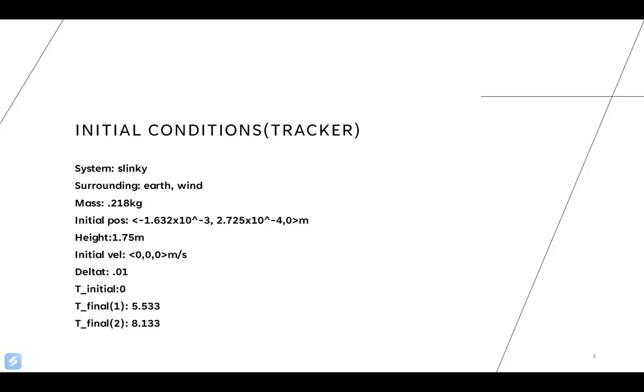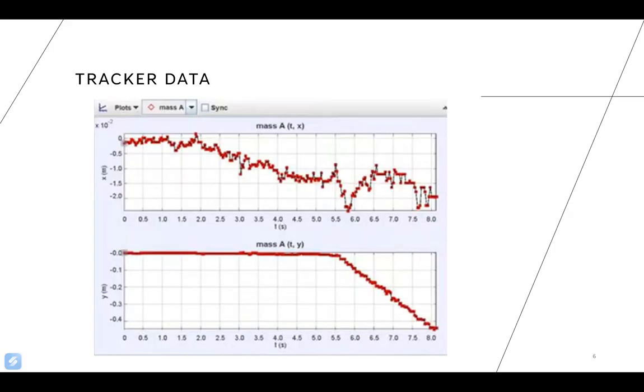Some initial conditions for the tracker: the system is the slinky, and the surroundings are the earth and the wind or any other external factors on the slinky. The mass is 0.218 kilograms, the initial position is negative 1.632 times 10 to the negative 3, then 2.725 times 10 to the negative 4, 0. The height of reference is 1.75 meters. The initial velocity is 0, 0, 0. Our time interval is 0.01, and we initially are at 0 seconds. The first input of code goes to 5.533, and the second one is 8.133.